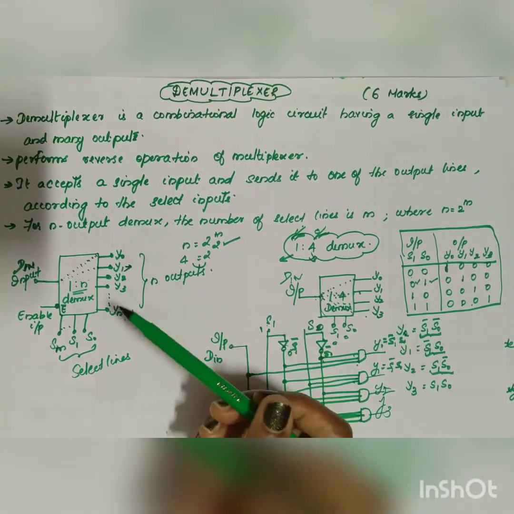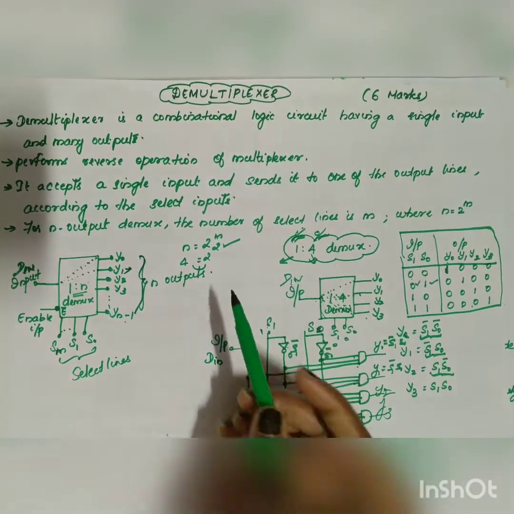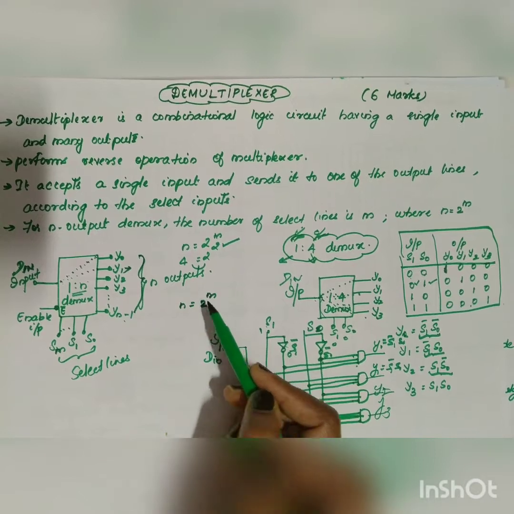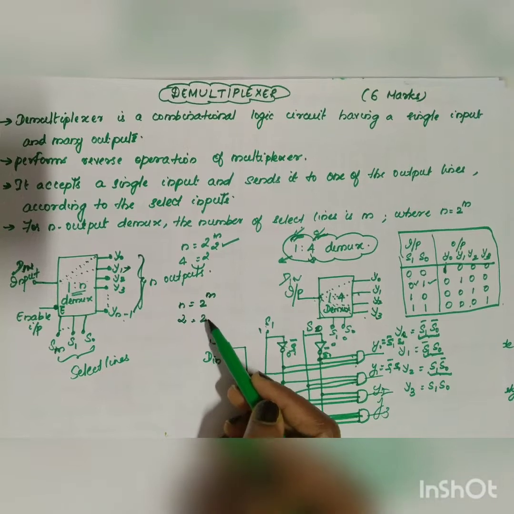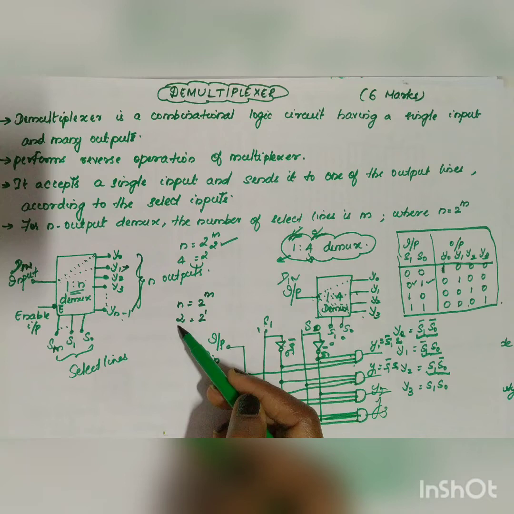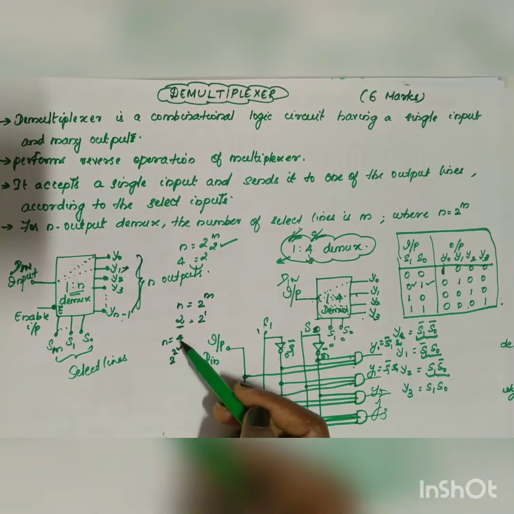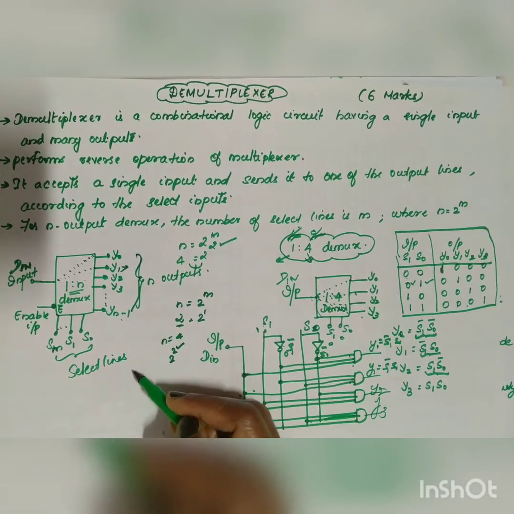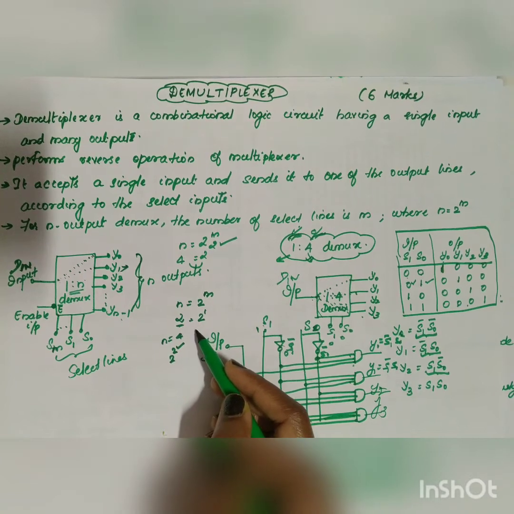For an n-output demux, if n is the number of outputs, the number of select lines is m, where n is equal to 2 power m. Suppose the output is equal to 2. Now what will be your m? 2 power m equal to 2, so m is 1. 2 power 1 is equal to 2, one select line. If you have 4 outputs, n equal to 4, then m will be equal to 2, since 2 power 2 is equal to 4. So for n equal to 4 outputs, your select lines will be m equal to 2.